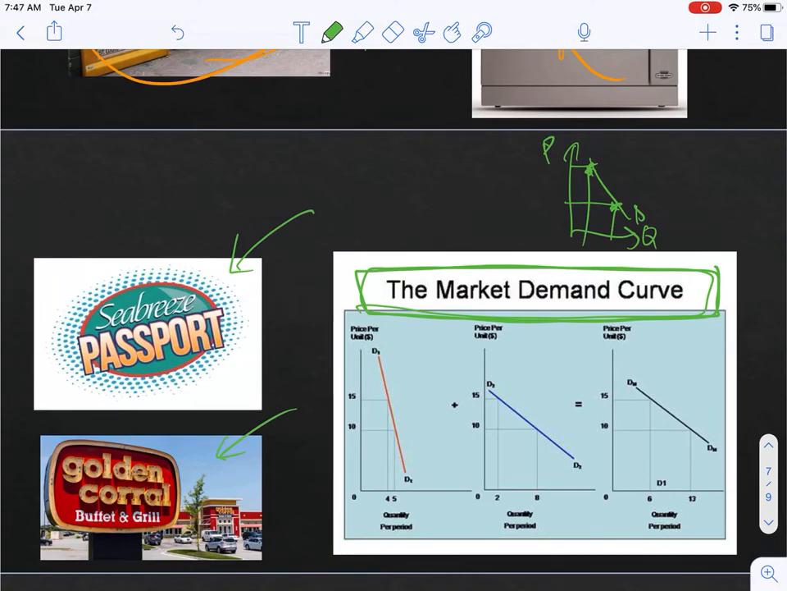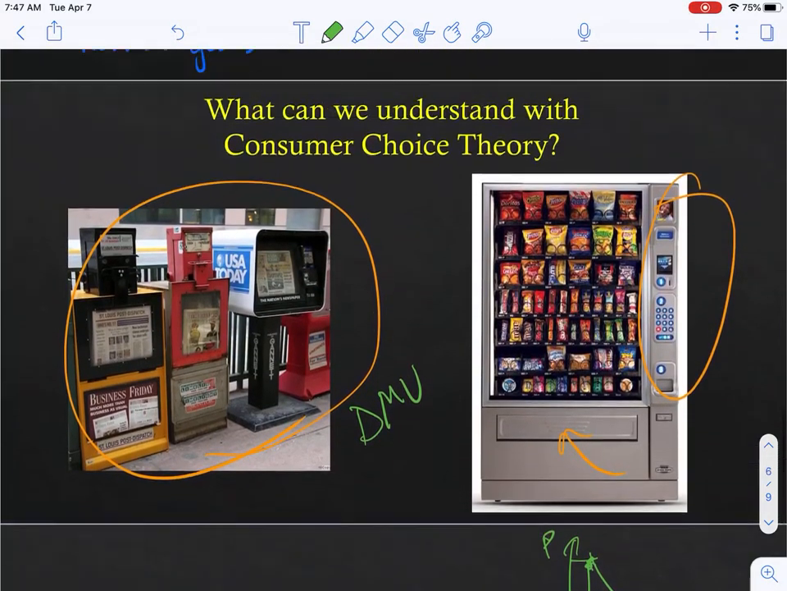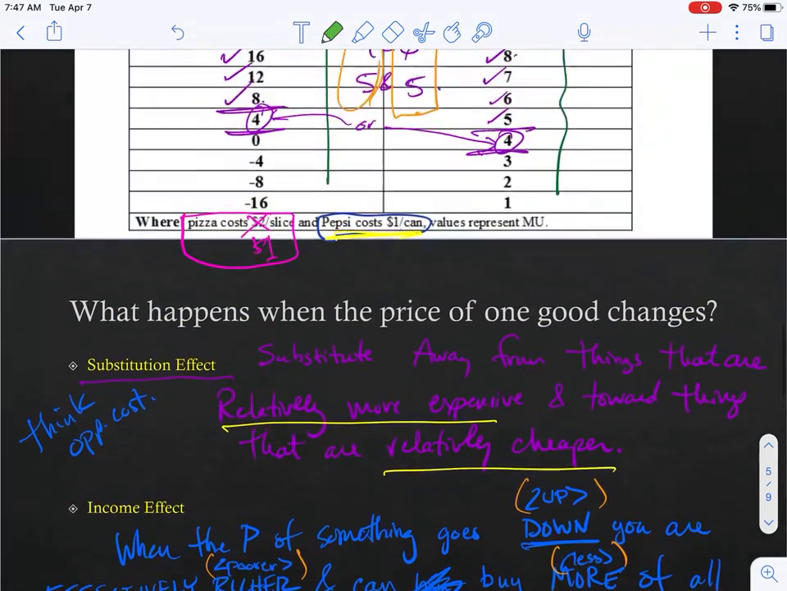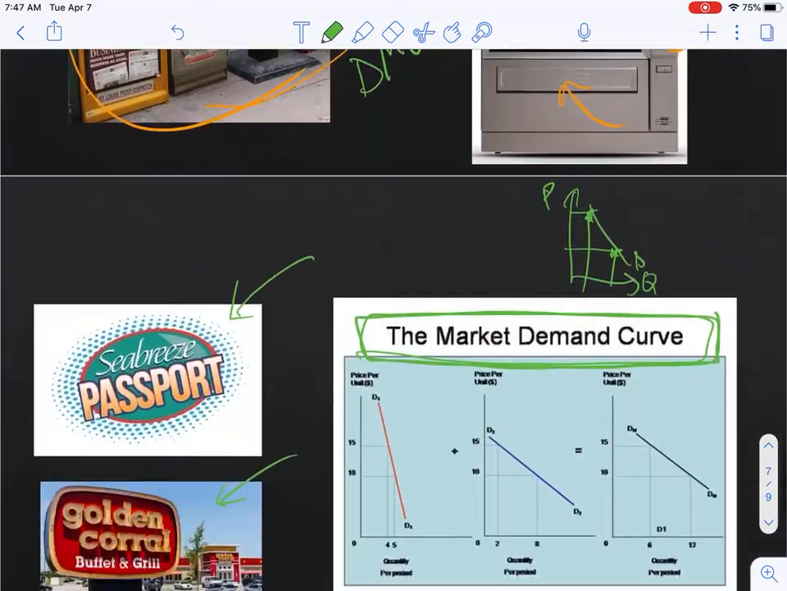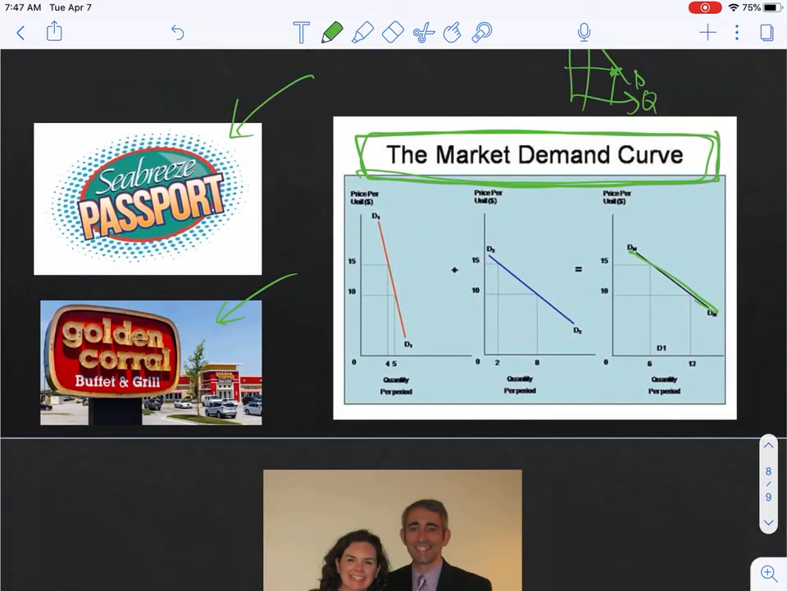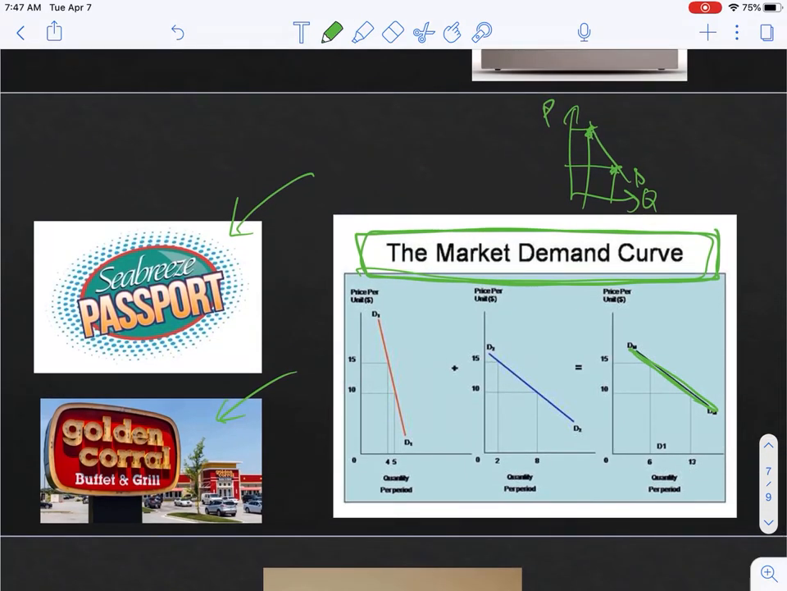Consumer choice theory is the underpinning, right? The theory that helps you explain why that is the case, because as the price of something that you buy changes, that effect, and that's what we could see up here, right? When the price of something we bought changed, we bought more or less of that. That plays into this derivation of the demand curve right here. So we'll leave it at that.